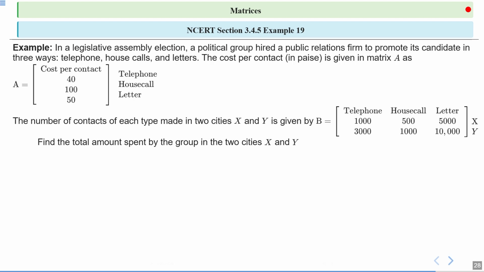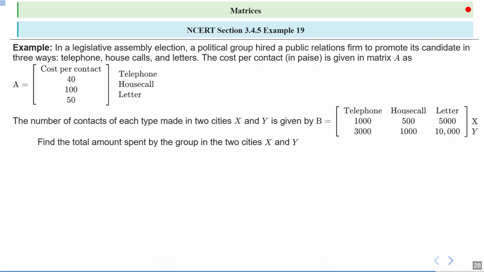Next part is NCERT section 3.4.5, example 19. This example says: in a legislative assembly election, a political group hired a public relations firm to promote its candidate in three ways: telephone, house calls, and letters. The cost per contact is given in matrix A. Clear? Cost per contact: telephone, house, letter.